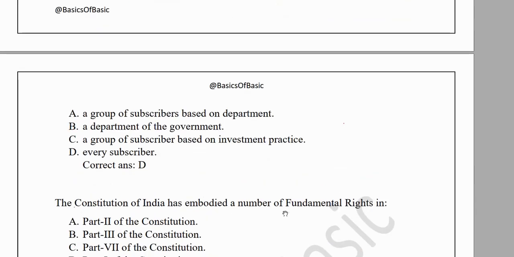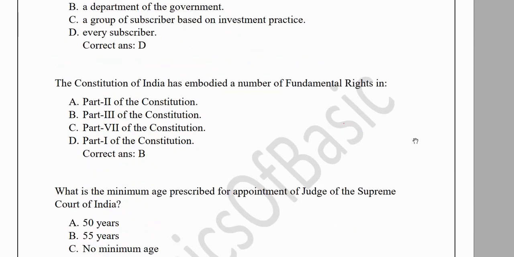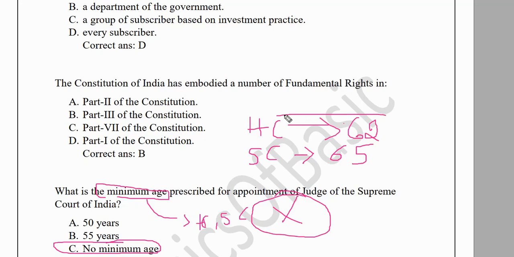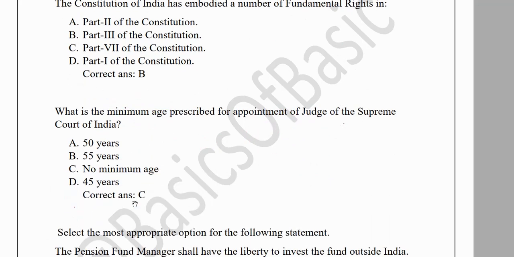Okay, the Constitution of India has embodied a number of fundamental rights. This is a very easy question, Part 3 of the Constitution. What is the minimum age prescribed for the appointment of a judge of the Supreme Court? See, the minimum age for the High Court, Supreme Court, or any other court has not been mentioned. So please remember this: no minimum age has been given. But the maximum age, or age of retirement, has been given: 62 for the High Court and 65 for the Supreme Court. Remember this also, as it can be an important question for you. These are some trap questions meant to confuse you. So the answer is no minimum age.